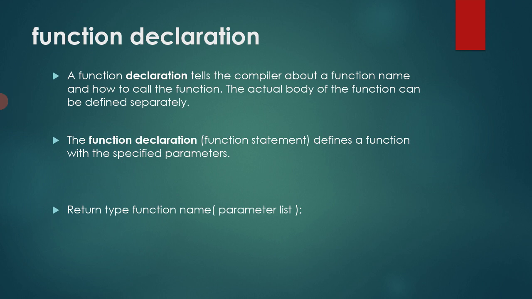Return type, whatever you want to give as the return type. Function name, you have to write the name of the function. Parameter list, you have to give the list of parameters. You always have to give the list of parameters in the brackets, and that ends with a semicolon. So that is the declaration of a function.